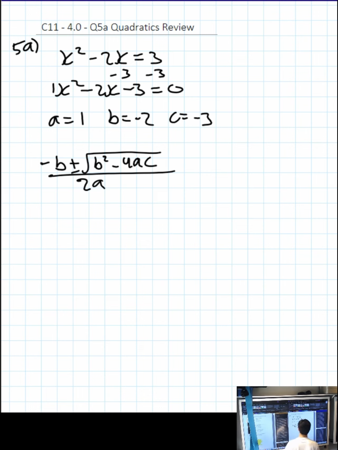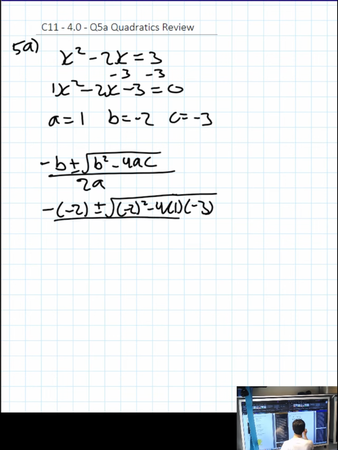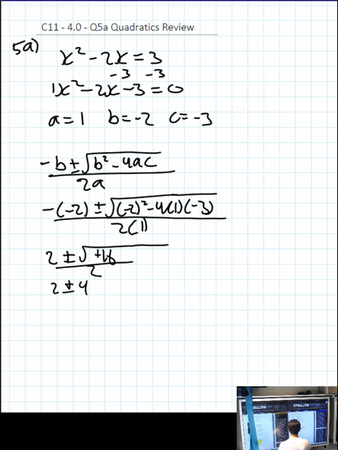Okay, we're very carefully going to substitute. So we have negative, open bracket, negative 2 for b, plus or minus the square root of, open bracket, negative 2, close bracket squared, minus 4, open bracket 1, close bracket, open bracket negative 3, close bracket, all over 2, open bracket 1, close bracket. Negative times a negative is positive, so 2 plus or minus the square root, and we're going to type the whole thing into the graphing calculator. Open bracket, negative 2, close squared, minus 4 times 1 times negative 3, exactly like you see it, and we get positive 16, all over 2. Now the square root of 16 is 4, so we can say 2 plus or minus 4, all over 2.